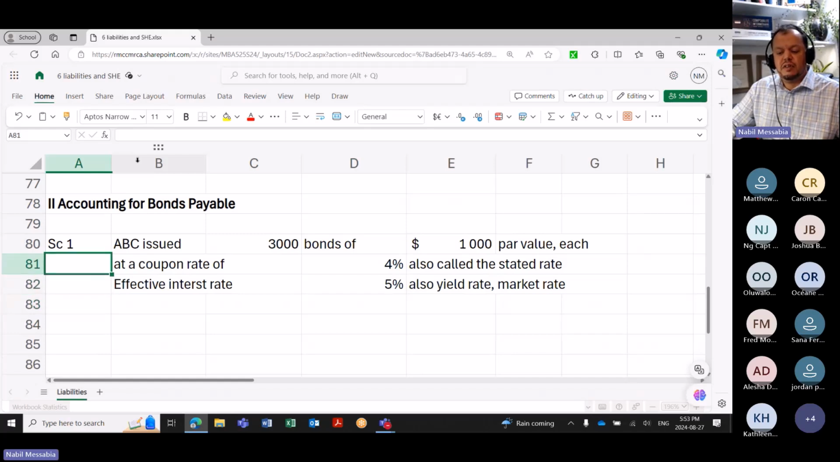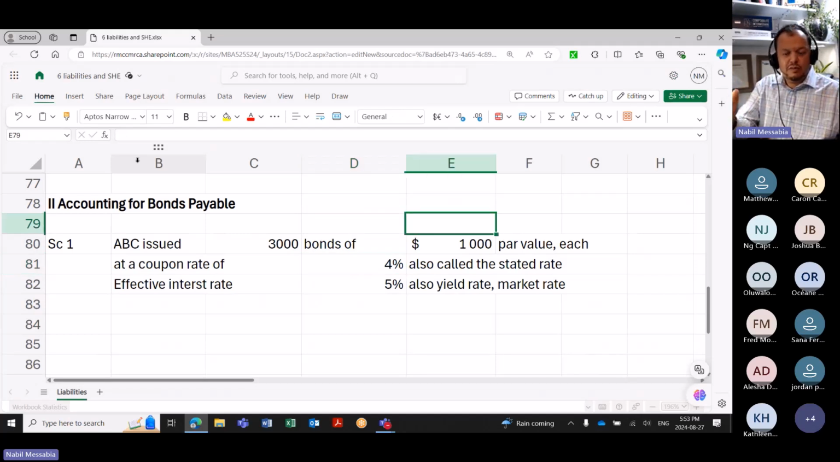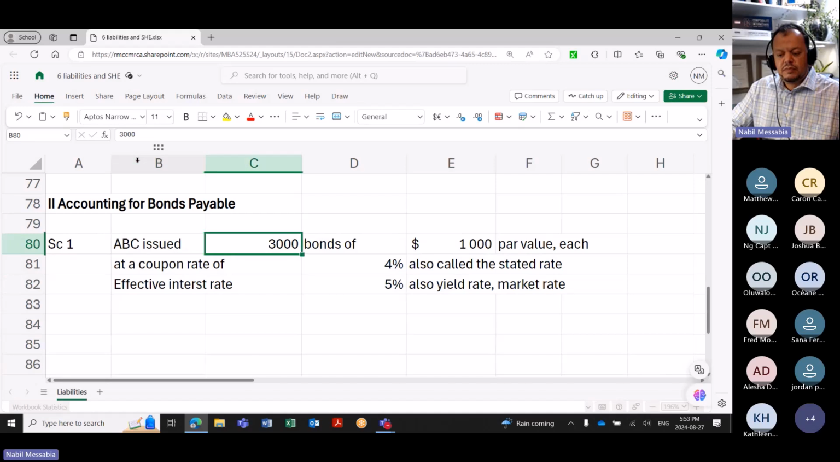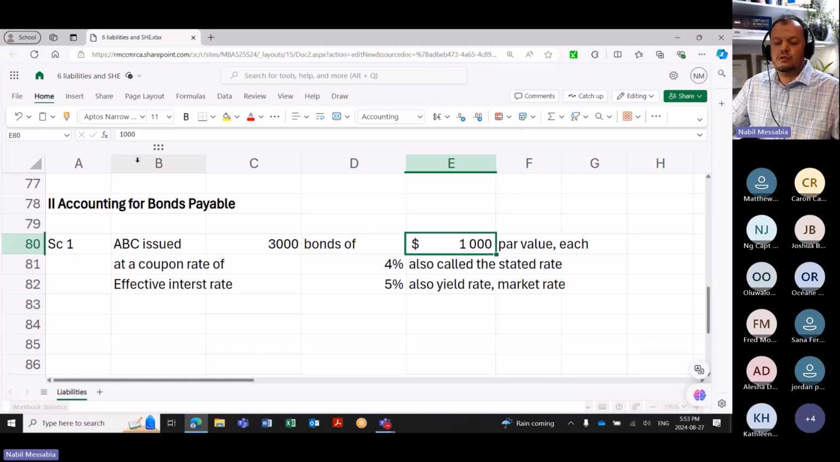Any question about these concepts before we start the accounting process and the computation? There is some computation to prepare, and then after that, the accounting process and the journal entry. Any question about these concepts? So this is the number of bonds. $1,000 is the par value, also called face value.